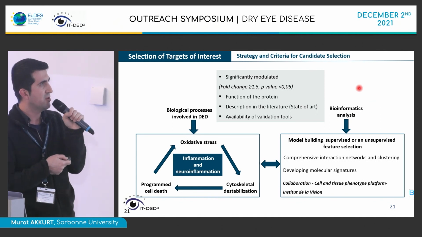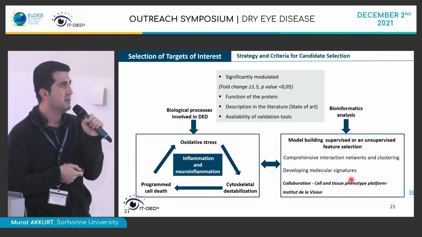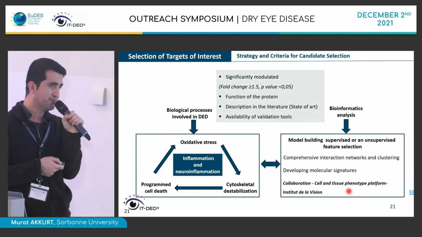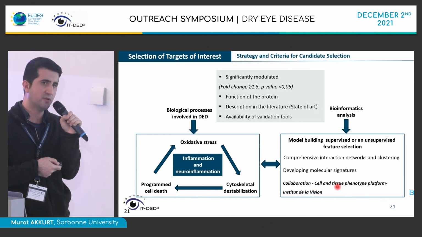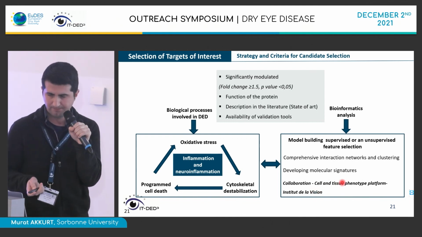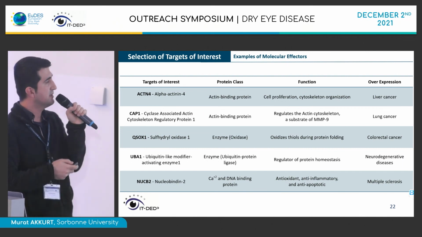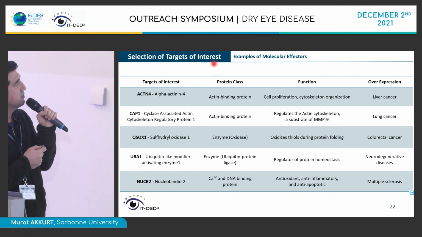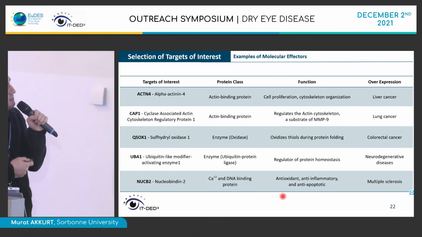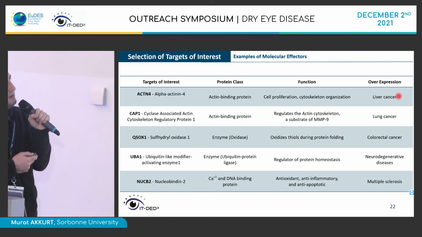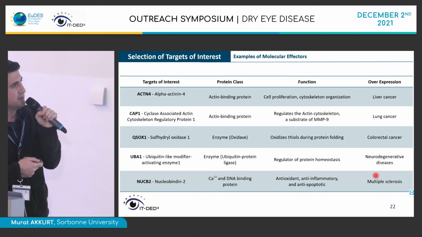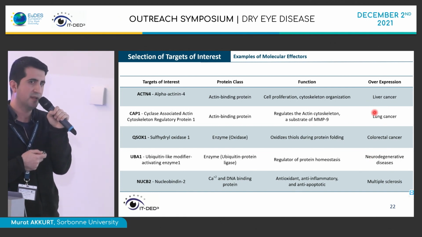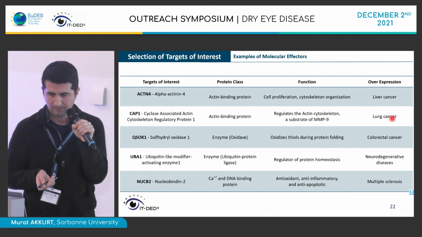And with the help of bioinformatic analysis, we can build a network and models, clusters, in order to decide for the best candidates for the validation. Here we can see 5 examples of these molecular effectors for further validation. We consider their protein classes, their function, and their description in the literature if they are already described in some diseases to help us about their role.